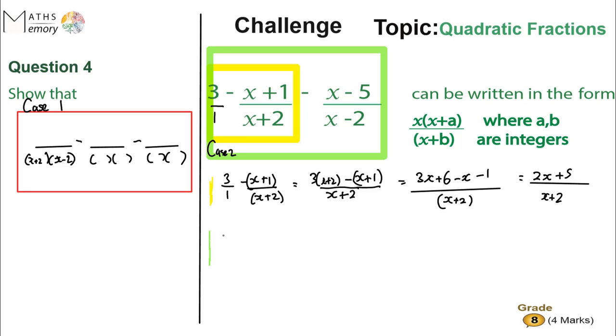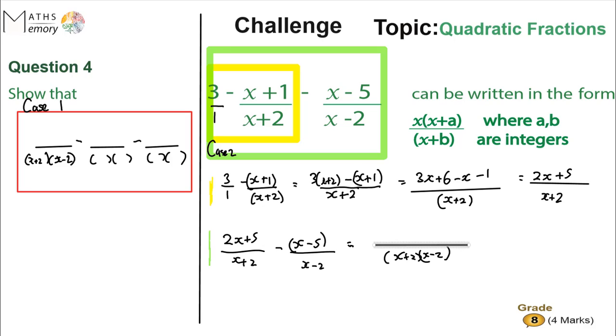So we've got our answer from the yellow bit, 2x plus 5 over x plus 2. And let's deal with this green one over here now, minus x minus 5, we'll put that in brackets, over x minus 2. So this will lead us to believe that our common denominator now is going to be x plus 2 and x minus 2 over here. And we're going to have a line over here, and we're going to have x plus 5 over here.